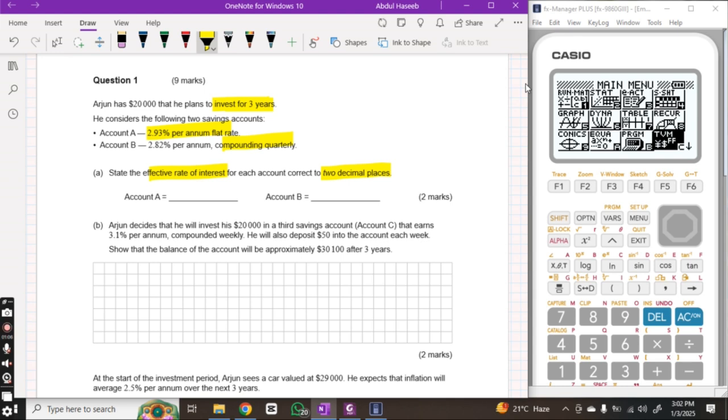All right. So the effective rate of interest is that rate which is compounded annually, and we usually compare the interest rates offered from different banks in their effective rates to have a clear understanding of which bank is offering the better returns on investment.